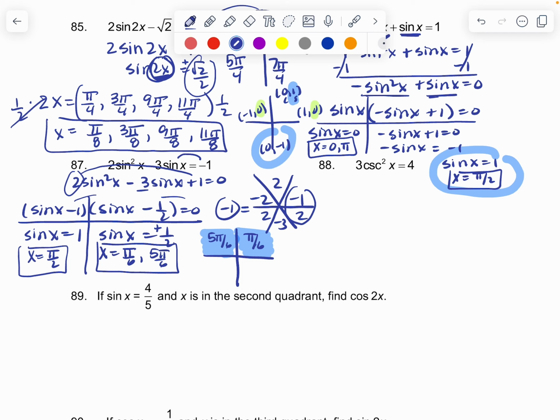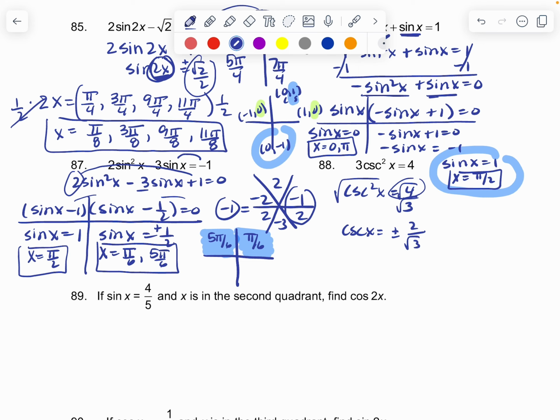Okay, can't factor the left, so let's go ahead and try to get the x all by itself. So if we divide both sides by 3, we get cosecant squared x is 4 over 3. Let's go ahead and try to get rid of the squared by taking the square root. So you're going to get cosecant of x equals plus or minus. The square root of 4 is 2. The square root of 3 is square root of 3.